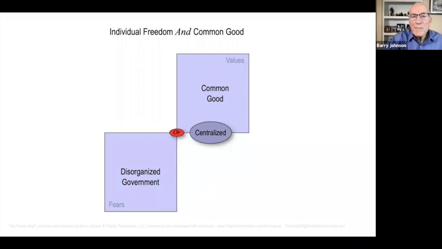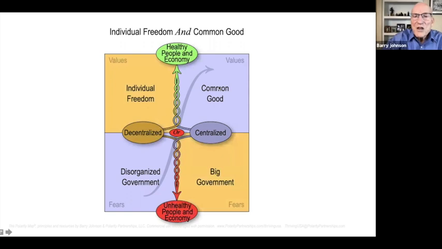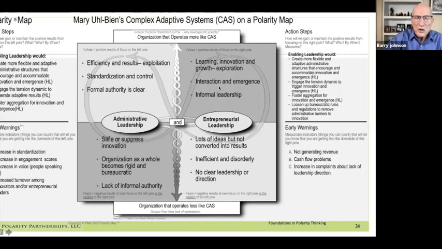Now, what happens if the power is in favor of the common good? Well, it looks logical. We need to go from disorganized government towards the common good. You end up with big government, and then you end up with disorganized government. So what you need to do is bring both in order to get the upsides of both. So I'll stop sharing here, but yes, that's how it works.